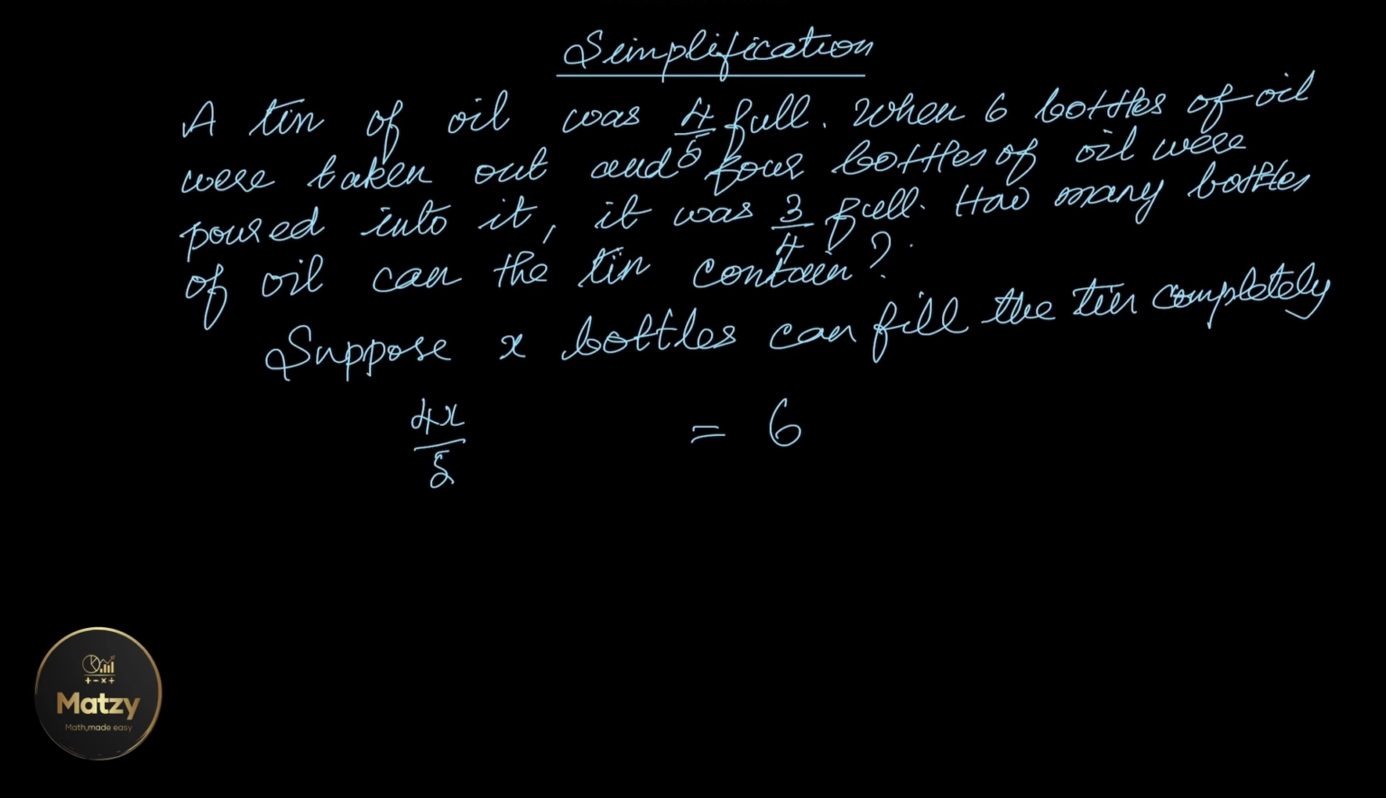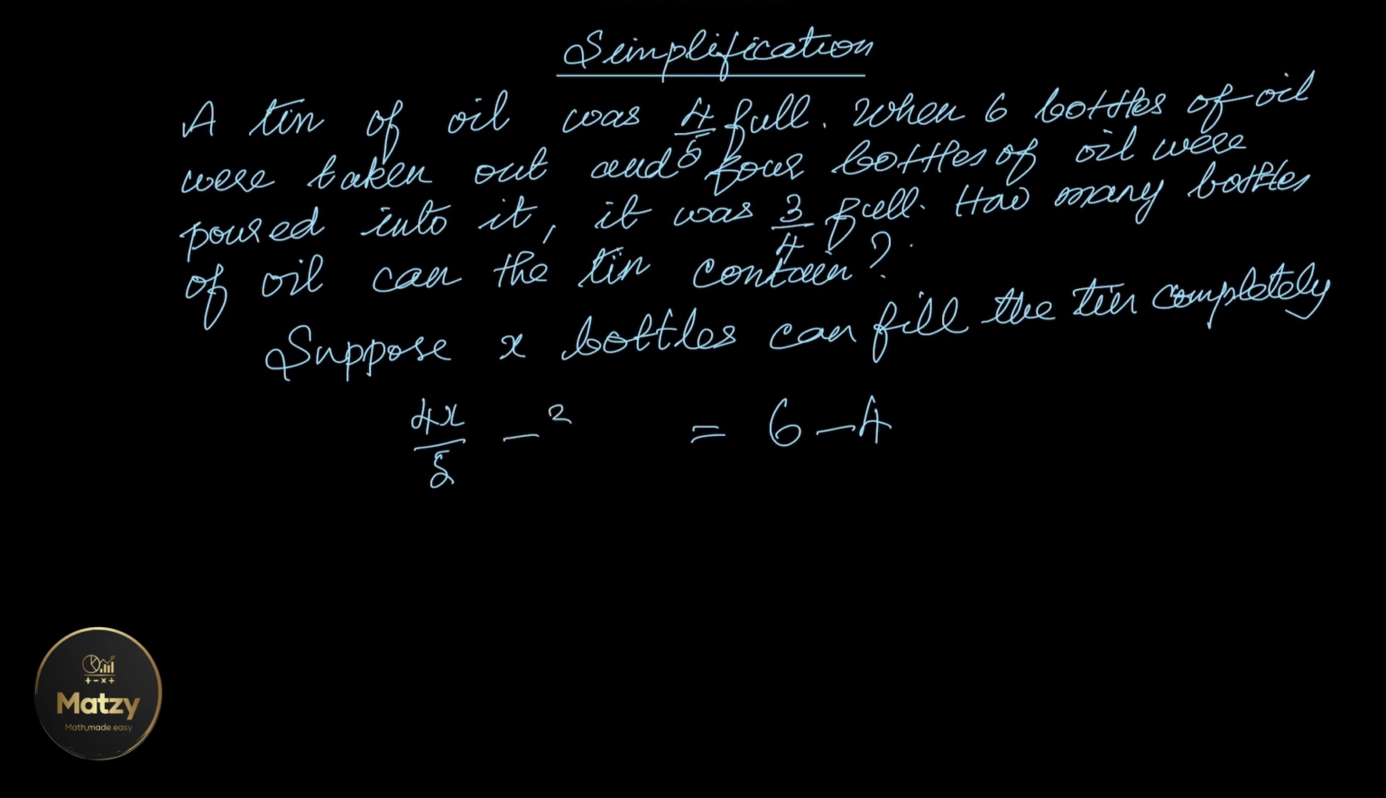So 6 minus 4. They have taken out 6, then poured into it 4 bottles. So 6 minus 4. After that, what is happening? It was 3/4 full, 3x by 4. Now 6 minus 4 is 2.